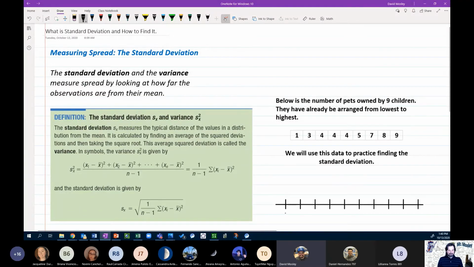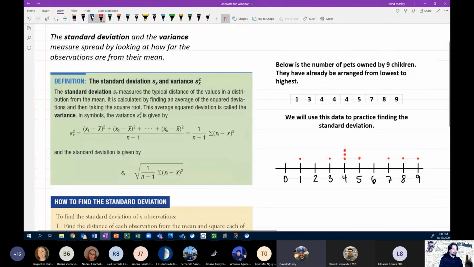First, I'm just going to make a basic dot plot so that we can see what it looks like visually. So we have our number line here. It's going to be 0, 1, 2, 3, 4, 5, 6, 7, 8, and 9. We have a data point at 1, 1 at 3, 3 at 4, 1 at 5, and then we have 7, 8, and 9. All right, cool. That's what our data set looks like.